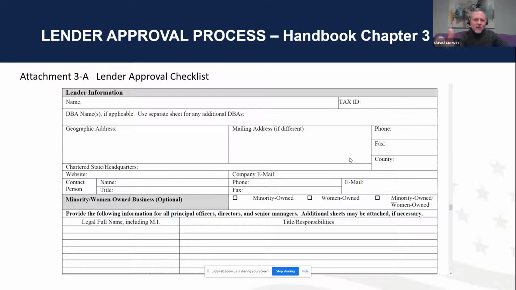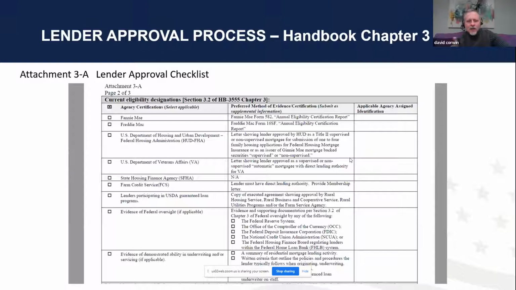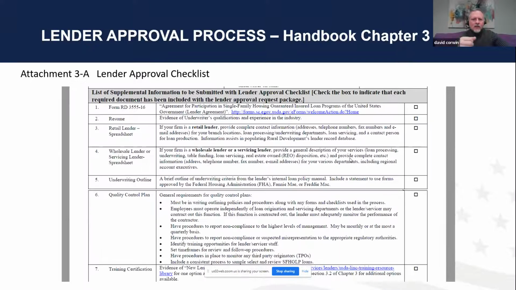This approval checklist is just giving your basic information along the principal officers and directors. Checklist that walks you through the things to turn in. You're going to check how it is you qualify based on which of those criteria. And then this just shows you what you're turning in. And really, as far as forms, it's just that first line, the 355516. It's a 4-page document that just requires your signature. Well, requires you reading over it too. Just explains the rules of the program and what's expected of you. And then everything else on there, your resume, servicing, quality control plan, underwriting outline. So those 7 items that you would have to turn in with it.